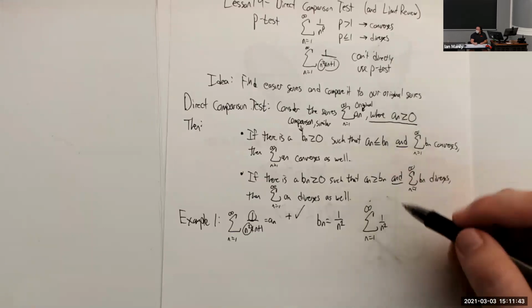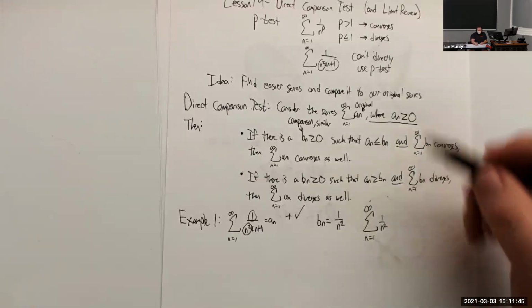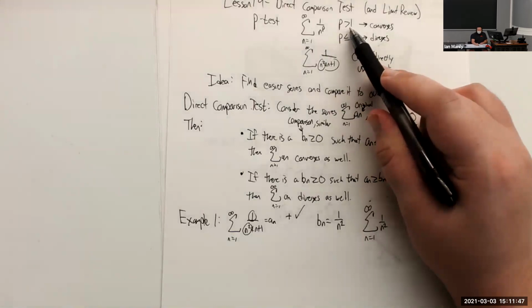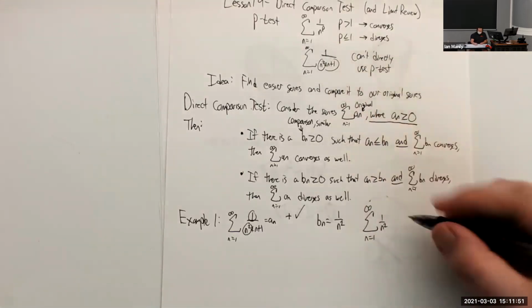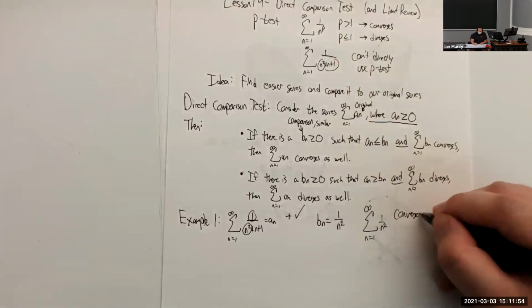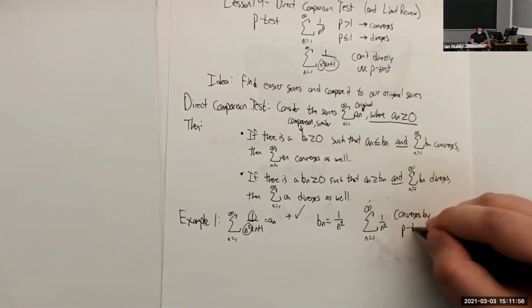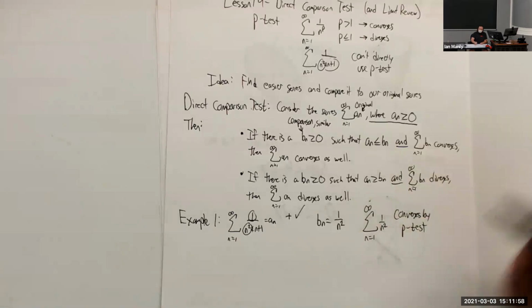Yeah, this one, so we can use the p-test on this, right? So we can use the p-test here. And since p is bigger than 1 because it's 2, we know it's going to converge. This converges by p-test. All right, well, that gives us a pretty big clue. So since our comparison converges, we suspect that our original series is going to converge as well.